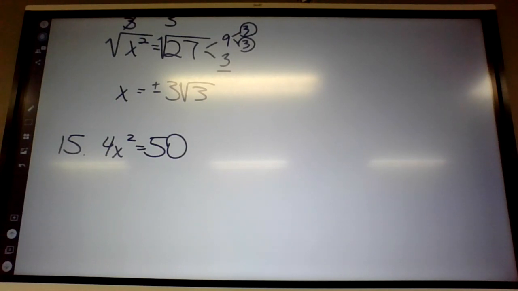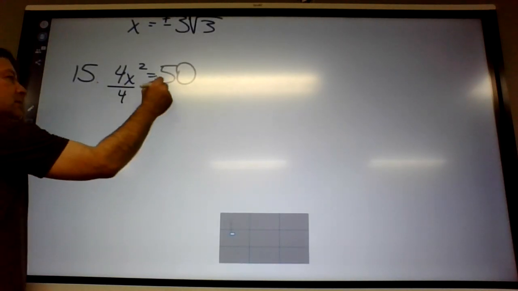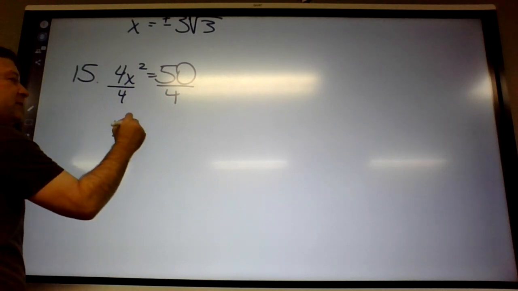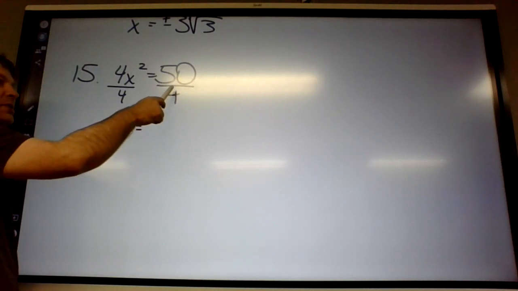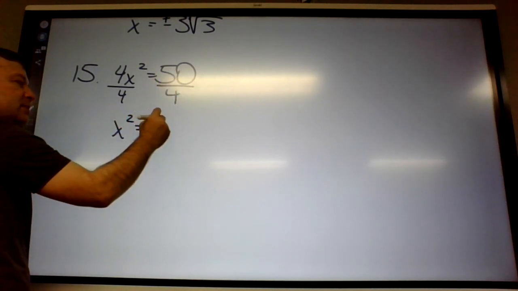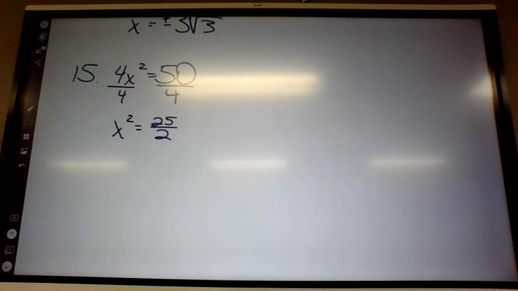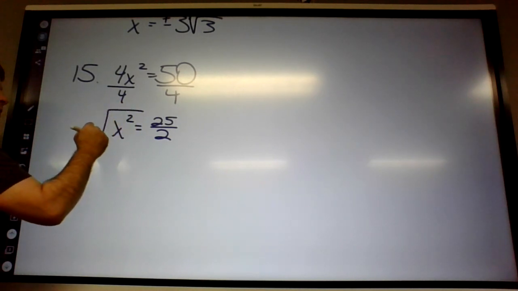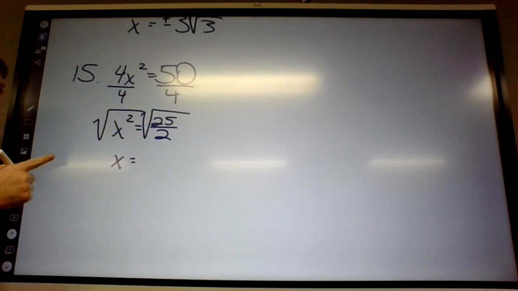All right, Corbin, what should we do on 15? Divide by 4. Okay, does 50 divide by 4? No, but what can we do with it? It's like a fraction, 50 over 4, but we can divide both of those by 2. And then what can we do, Corbin? Square root. Okay, if you have a nice calculator, it will do this automatically. If you don't have a nice calculator, it'll give you a decimal.